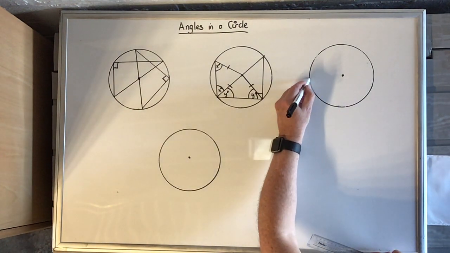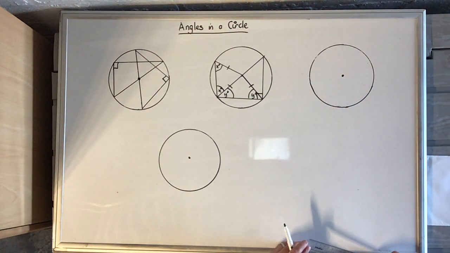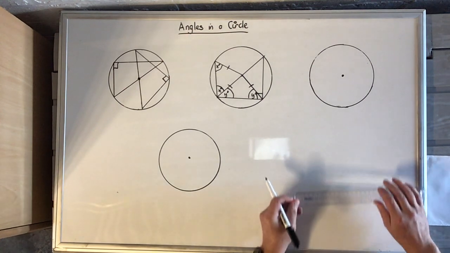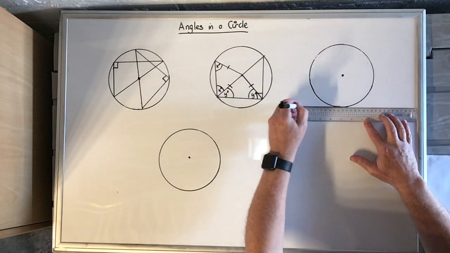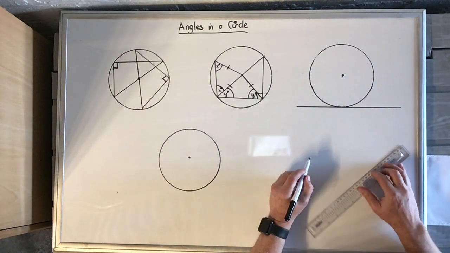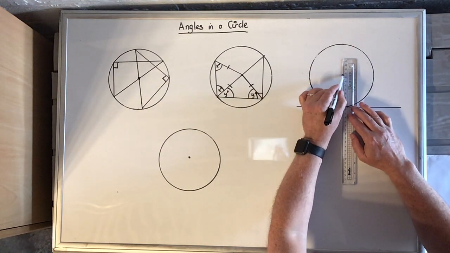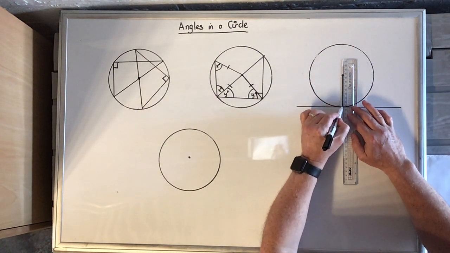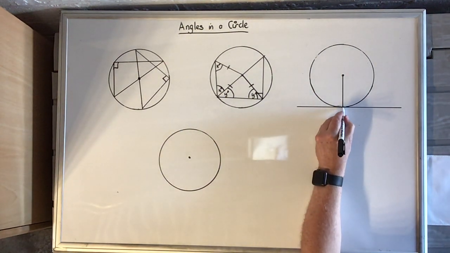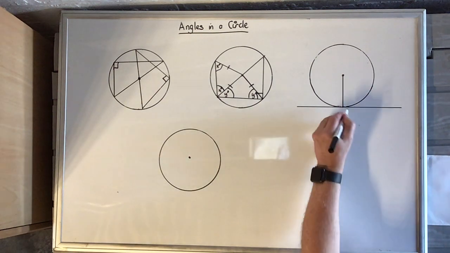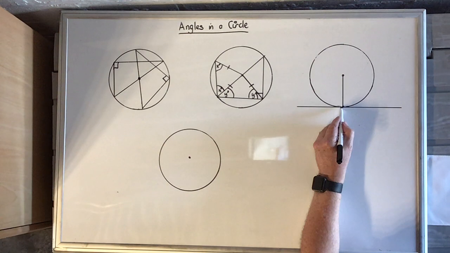Okay, the next one that I'm going to do is we're going to look at a tangent line. So if I draw a line such that it just touches the circle, it just touches here, and I draw in a radius from the centre of the circle down to where it just touches the line here. This point here is called a point of contact. It's where the radius touches the line and the circle.